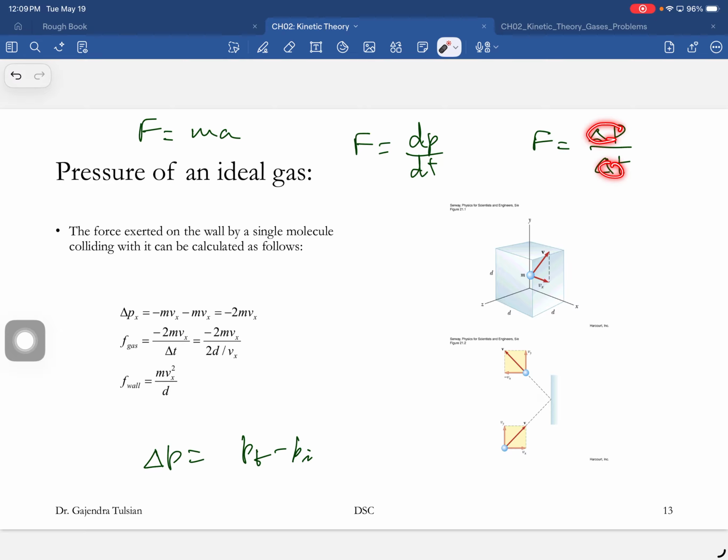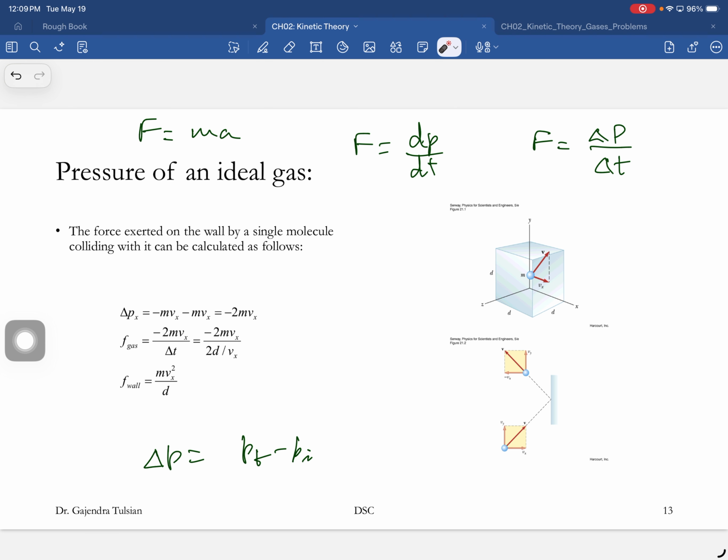Over what time did this change happen? Well, the molecule started here on the average, collided, and then it has time to go to the other wall before it will collide again. So that is the time over which that change happened. And that time is 2d, the size of the box, divided by the x component of the velocity. So there was the force on that single gas molecule.